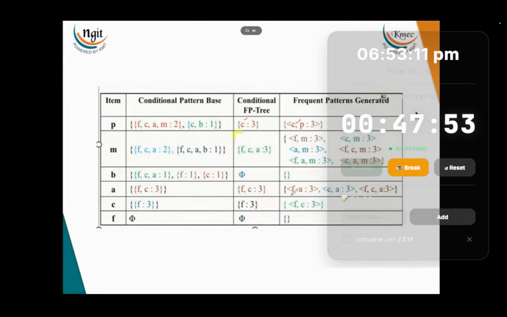When you take the item A, it is shown that F, C, and the combination of FC are the frequent item sets that are considered. So look at C. Here we have F, only one frequent item set, that is F. So only that item is considered. So in this way, frequent patterns were generated using the conditional pattern base as well as the conditional FP tree. This is about the frequent pattern growth algorithm. Thank you.